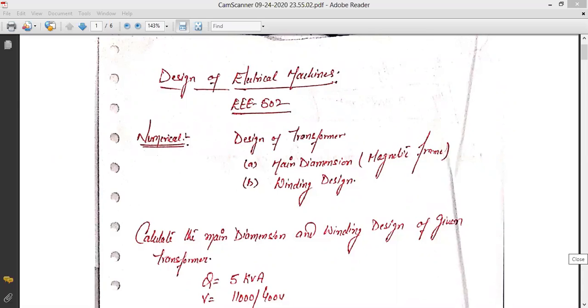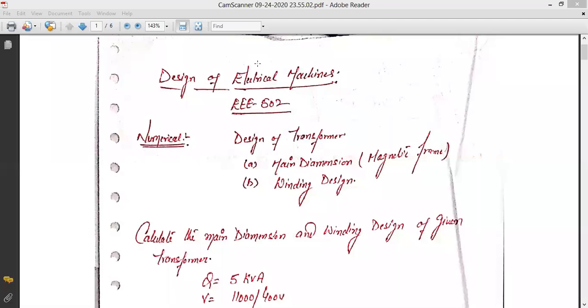When I combine all these factors, you get the main dimension, which is called the magnetic frame design. But if I talk about the winding design, first we have to calculate the number of turns on the low voltage side and the number of turns on the high voltage side. Then the current on the low voltage side and the high voltage side. Number three, the area of the low voltage side and the area of the high voltage side. So basically, here we have to calculate three main things in winding design. Number one will be turns on the low voltage or the high voltage, or you can say the primary winding as well as the secondary winding.